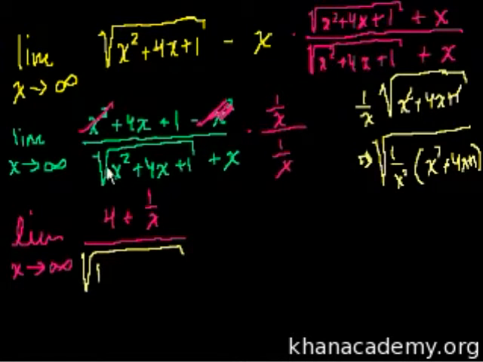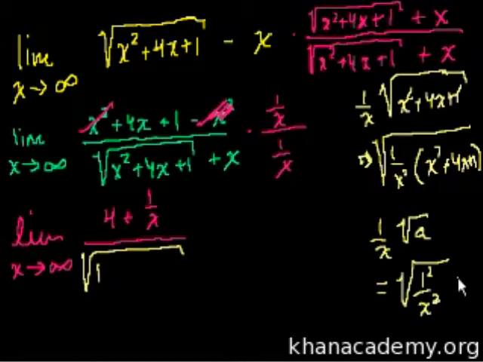We're actually dividing by 1 over x, but when you put it under the radical sign, it becomes 1 over x squared. Let me put it this way. 1 over x times the square root of a, that's the same thing as the square root of 1 squared over x squared times a, right?